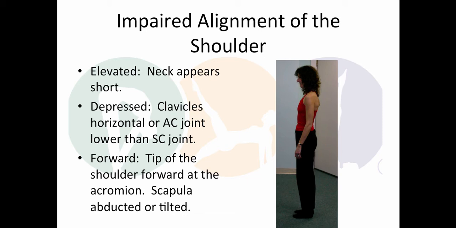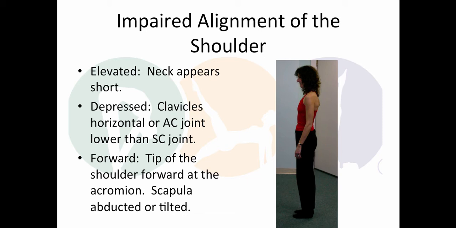The clavicles are affected in how they lie, and they should be horizontal, but in this rounded shoulder posture we won't see that. The AC joint may be lower than the SC joint. So the AC joint is actually the joint at the tip of the shoulder where you see the little knob of bone on the tip of her shoulder, and we'll actually find that that point is lower than where the clavicle meets the sternum, and that's the sternoclavicular joint.